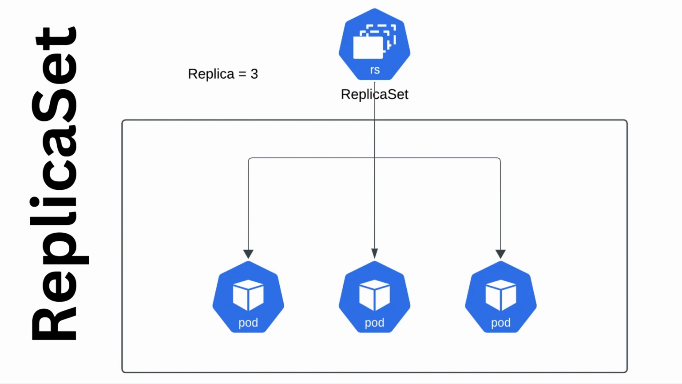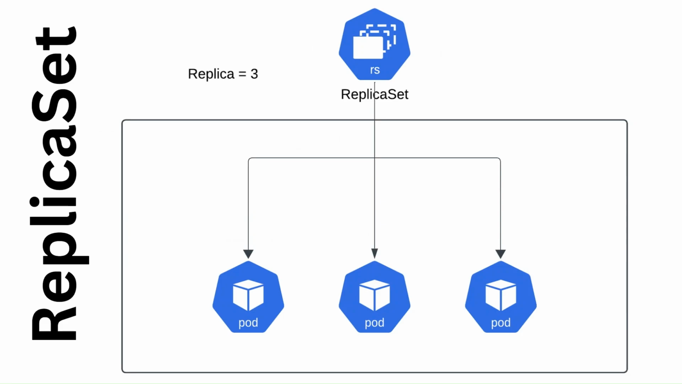Here is an example of that. Assume we deployed a replica set and it has three pods, and it will ensure three pods are always running. If by mistake or because of a crash one pod gets deleted, or it goes into a boot loop, the replica set will try to maintain a minimum of three pods at any given time.